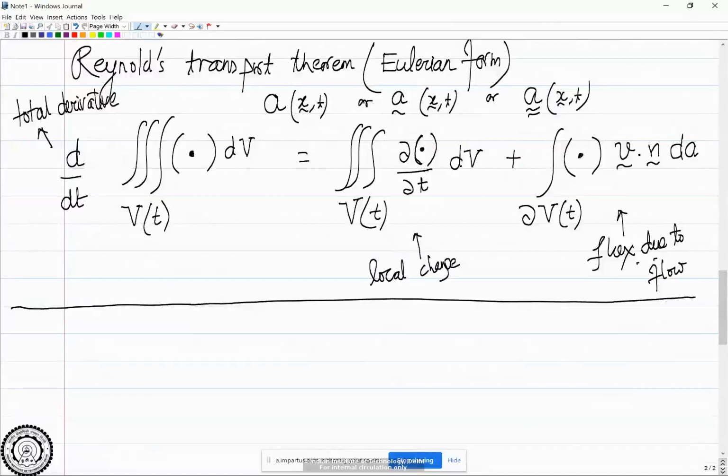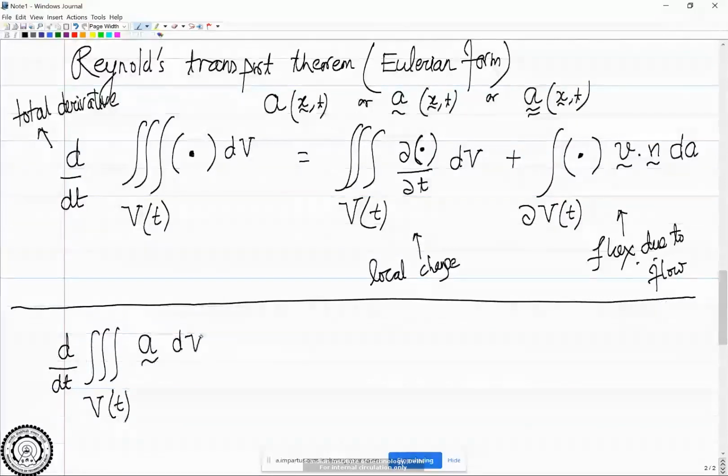So what we want to do is we have d/dt of the integral over V(t) of the vector A dv, and A is in Eulerian form.